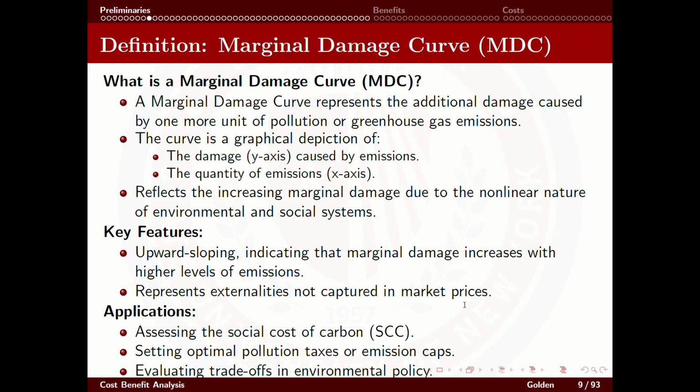The curve is a graphical depiction of the damage caused by emissions on the y-axis and the quantity of emissions on the x-axis. So it's generally upward sloping, indicating the marginal damage increases with higher levels of emissions. It reflects the increased marginal damage done to environmental and social systems, and this tends to be nonlinear. It tends to increase the more pollution you have because of the increasing effects of increasing emissions. And it represents externalities not captured in market prices.